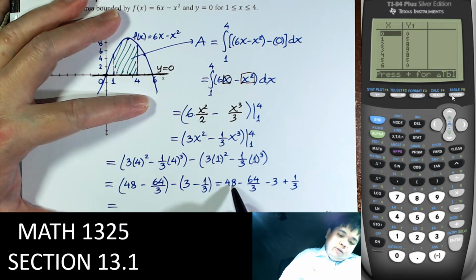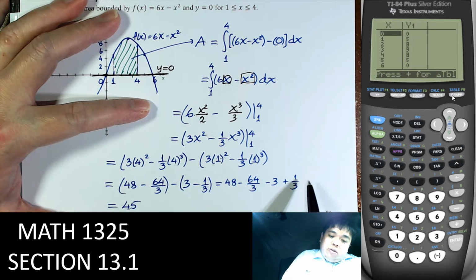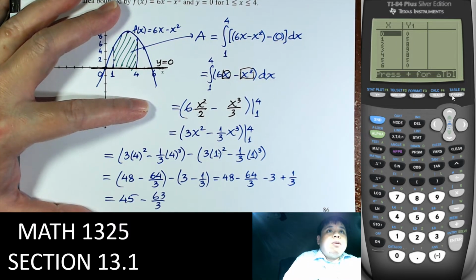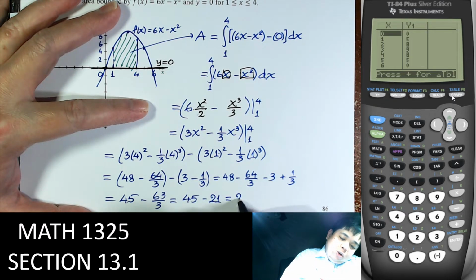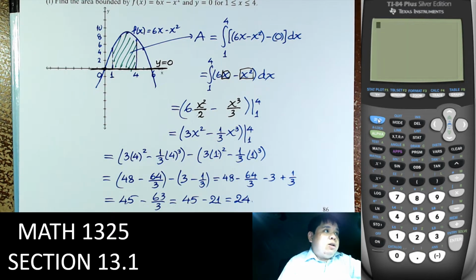So that gives us 48 minus 3 is 45. 64 over 3 and 1 over 3, that's 65 over 3. That's 21, right? So 45 minus 21 is 24. Right? And then we can confirm our answer with the calculator.